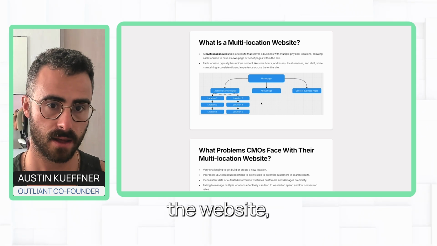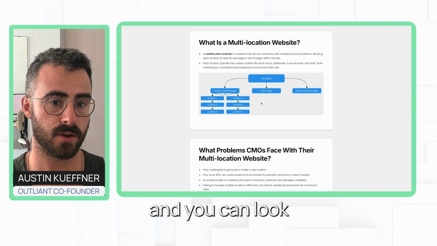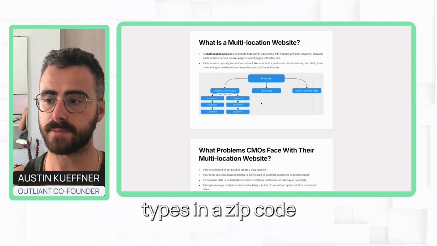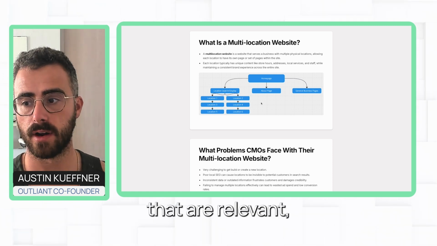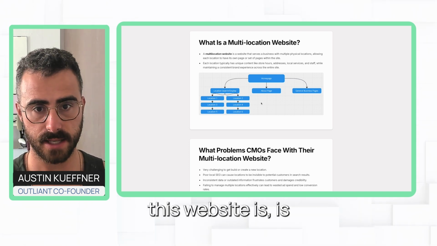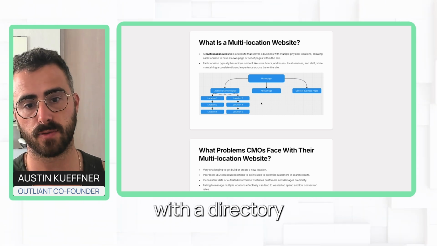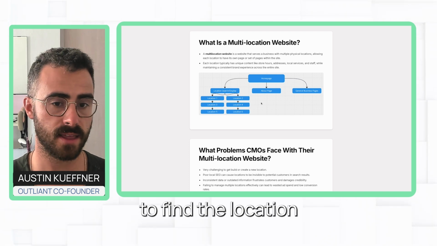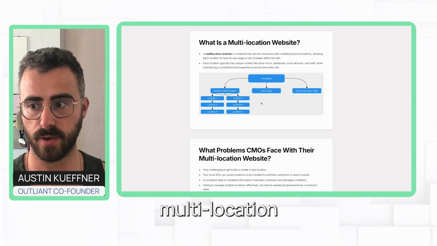And then within the website, you have a location search and display, and you can look for individual locations. All your locations pop up. Maybe somebody types in a zip code or something like that, and it'll show all the locations that are relevant to that person's zip code. Essentially, this is a full-blown website for your brand with a directory of locations for somebody to look through to find the location that is most suitable for them. So that is the ideal structure for a multi-location website.